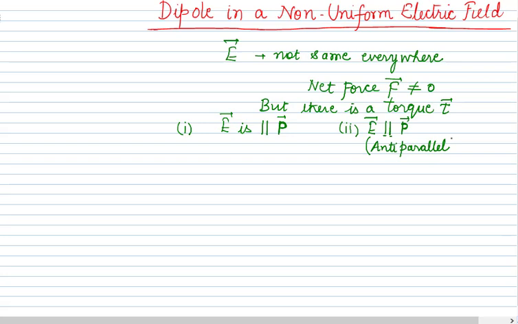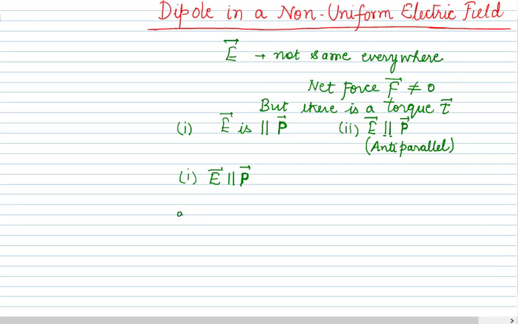So it only shows that E and P are anti-parallel to each other. The angle between E and P is 180 degrees. So let's go one by one. First we consider the case when E is exactly parallel to P, when our electric field is in the same direction as our dipole moment.